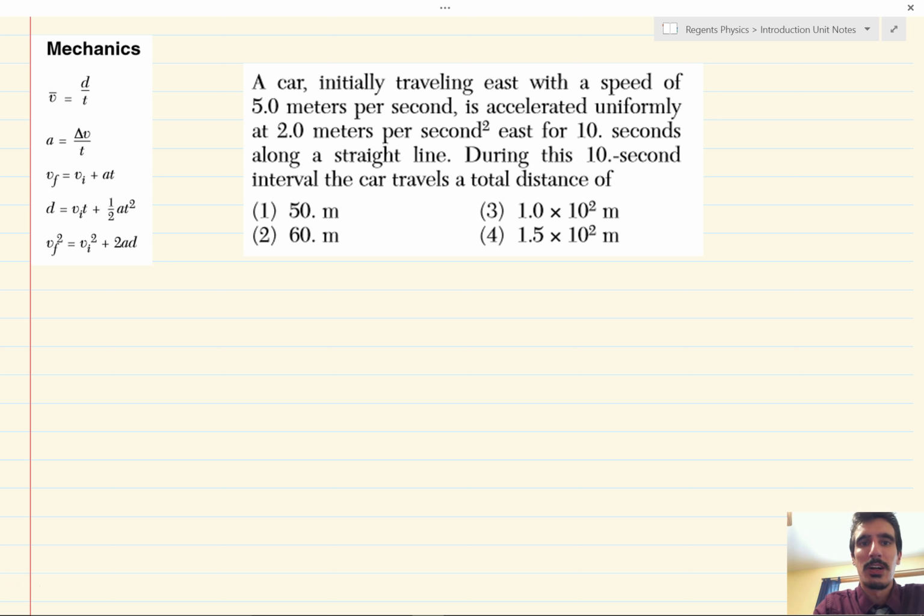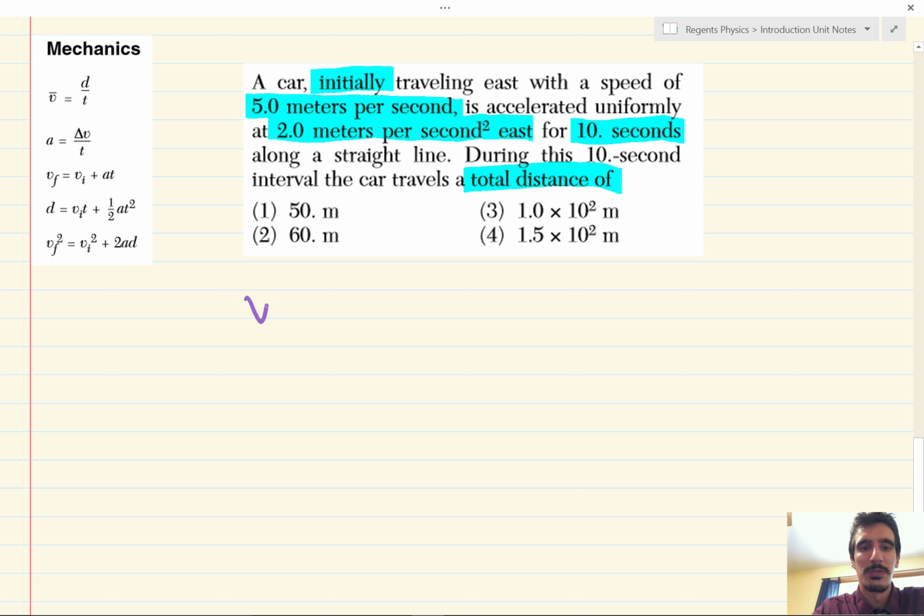So let's see here. A car initially traveling east with a speed of 5 meters per second is accelerated uniformly at 2 meters per second squared east for 10 seconds along a straight line. During this 10-second interval, the car travels a total distance of, so we're finding the distance. Notice that the acceleration and the velocity of the object are in the same direction, so that means it'll be speeding up. So let's write down our knowns.